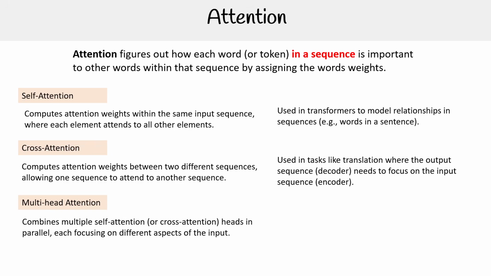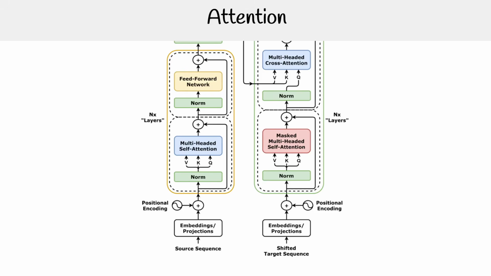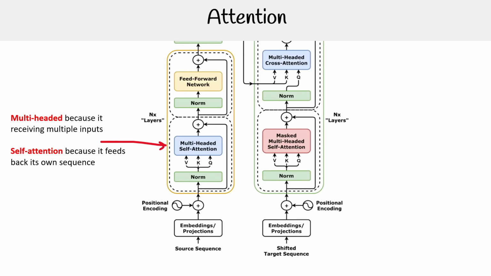We have multi-head attention, so combine multiple self-attention or cross-attention heads in parallel, each focusing on different aspects of the input. So using transformers to improve performance and capture various dependencies simultaneously. So how can we look at this in a practical way for our architecture for the transformers? So here you can see that in blue where it says multi-headed self-attention. It's multi-headed because it's receiving multiple inputs.